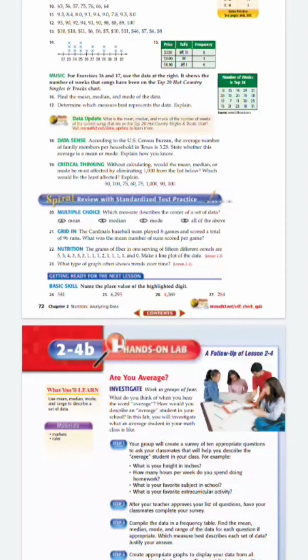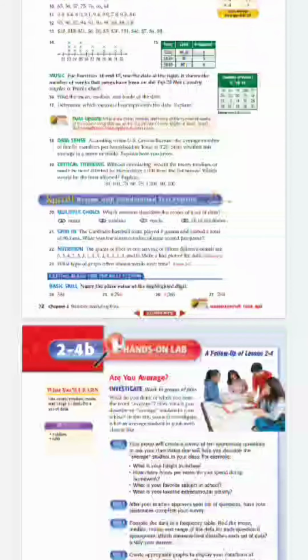11. 9.3, 5.4, 8.0, 9.1, 9.4, 9.0, 7.8, 9.3, 8.0. 12. 95, 90, 92, 94, 91, 90, 98, 88, 89, 100.